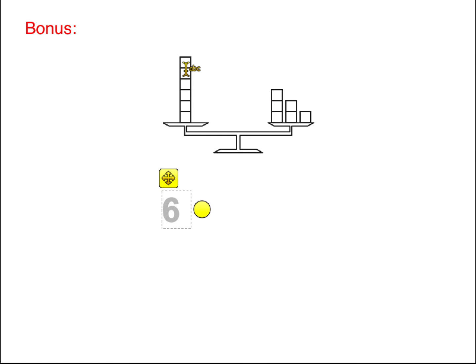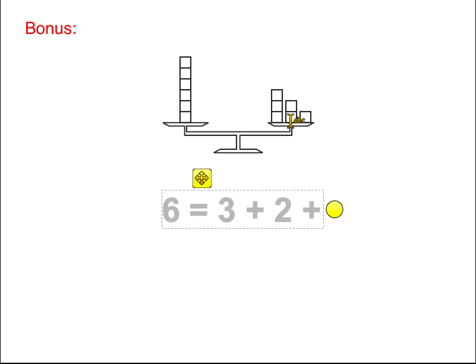Is the same as how many blocks in the first column? 3. And how many blocks in the second column? 2. And how many blocks in the last column? 1. Is it true that 6 is the same as 3 plus 2 plus 1? Let's see. 1, 2, 3, 4, 5, 6. It's the same. 6 is the same as equals 3 plus 2 plus 1.